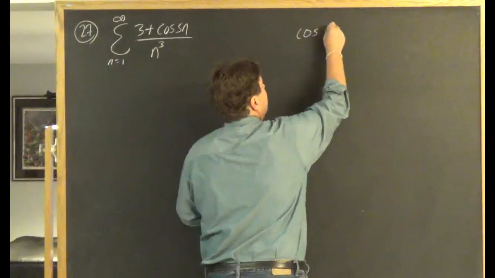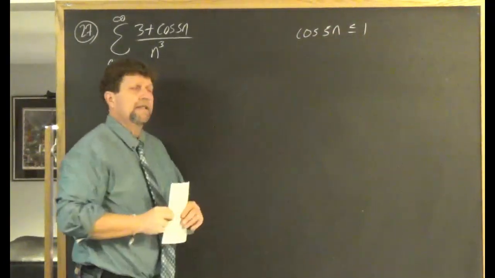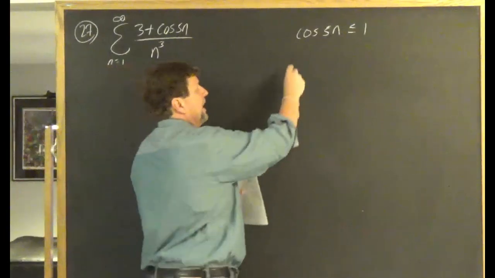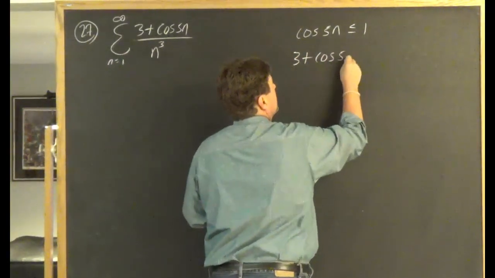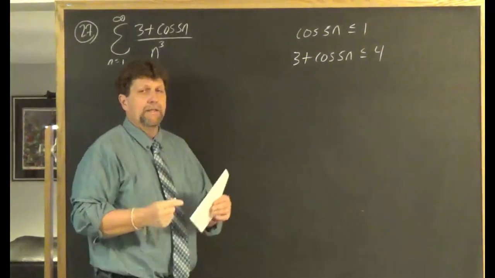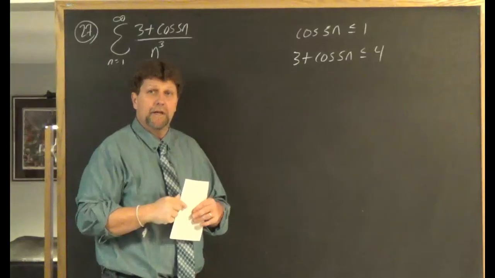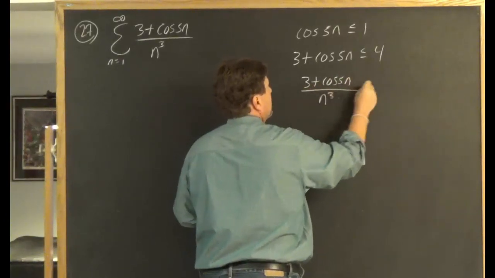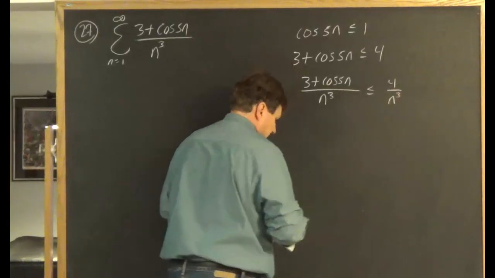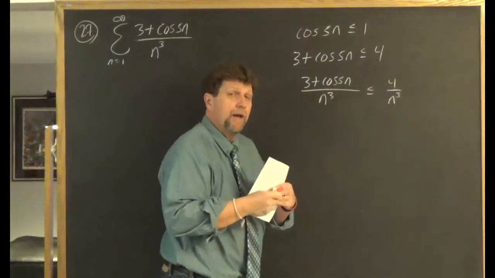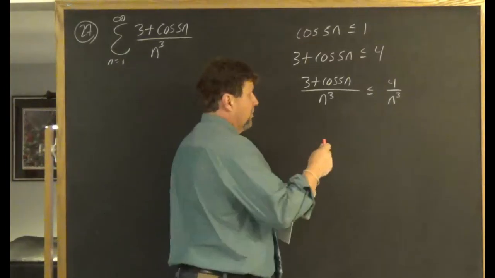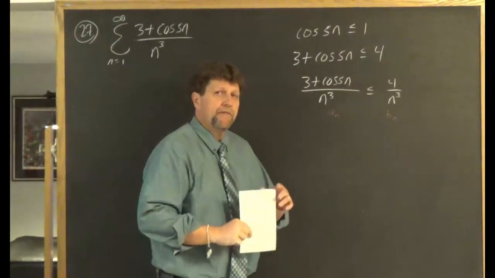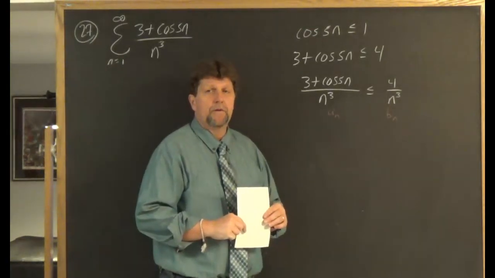I know the cosine of 5n has to be less than or equal to 1. Cosine of anything is less than or equal to 1. Well, I can add 3 to both sides of this inequality. That's legal. And I can divide both sides of the inequality by n cubed. Okay, looks like I'm getting things set up where I may want to use the direct comparison test, where this is the a sub n, that's the b sub n. But I first have to determine that 4 over n cubed converges.